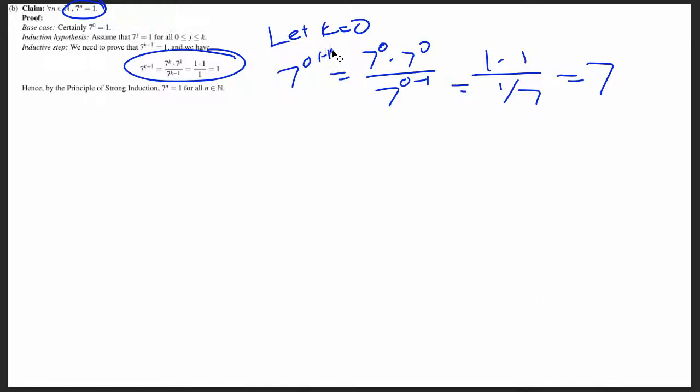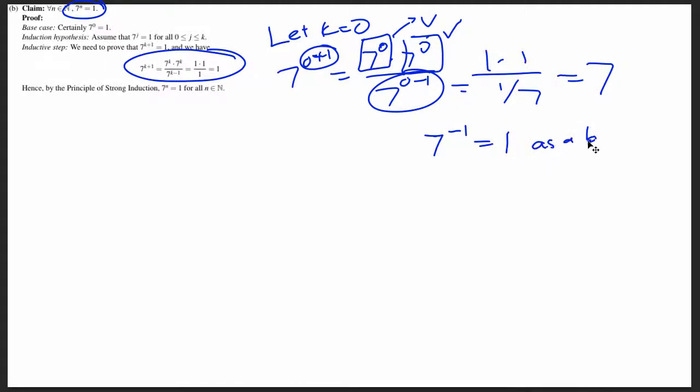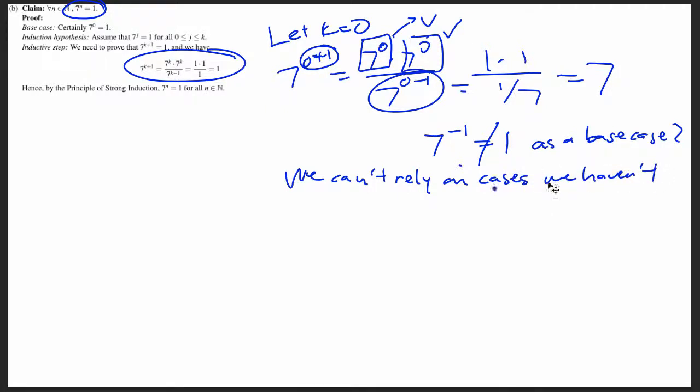Basically, when we were taking this inductive step, we relied on an old subproblem, 7^0, which we proved to be correct. But what happened here is that we haven't proven 7 to the negative 1 to be equal to 1 as a base case. And this is clearly not the case. So we can't rely on cases we haven't proven. So this induction fails. We needed a foundation, right?